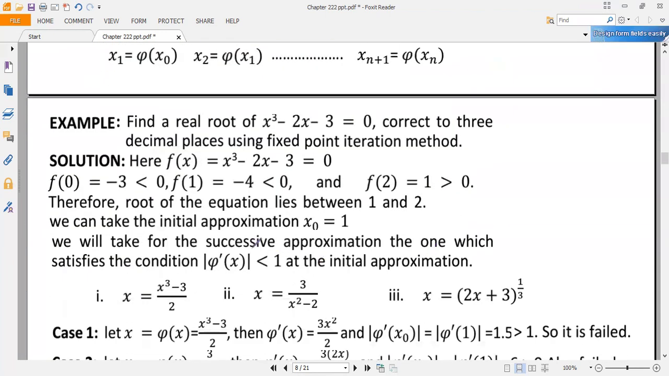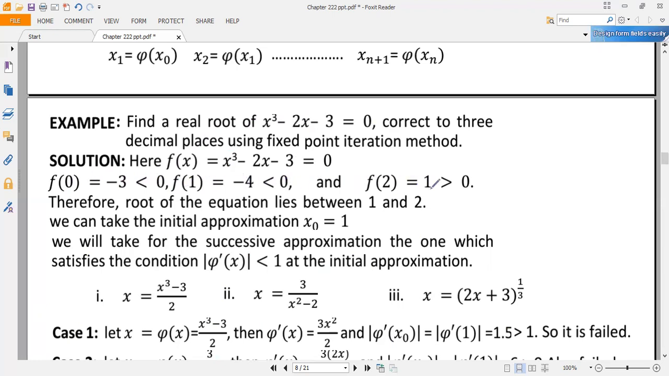Let's use an example. Find the real root of x³ - 2x - 3 = 0, correct to 3 decimal places using the fixed point approach. Here you can see that the question does not give the interval in which the root lies. So we can find the interval by using the intermediate value theorem. f(0) is -3, which is less than 0. f(1) is -4, which is less than 0. So there is no root between 0 and 1.